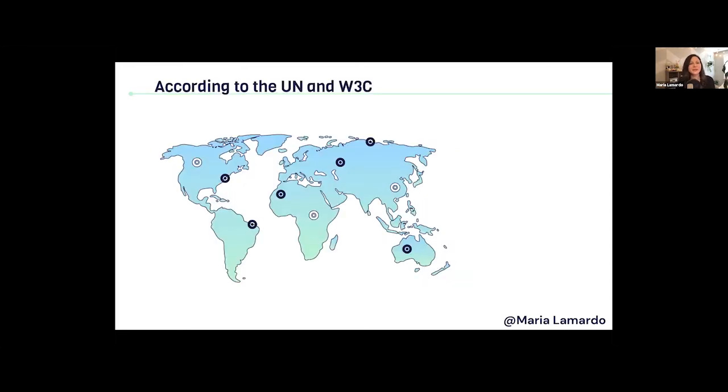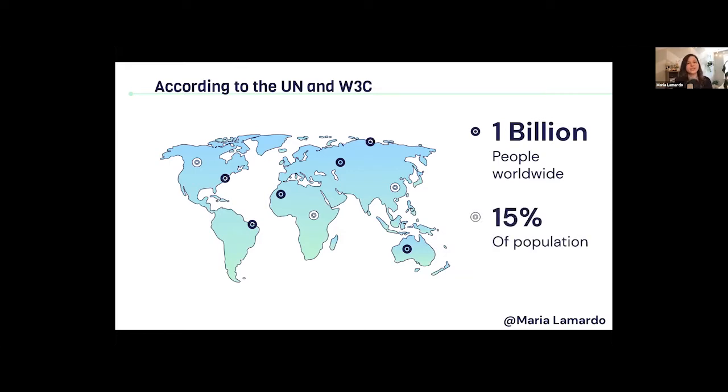But first, let's talk a little bit about population. It's estimated that around 1 billion people live with disabilities worldwide, and that's an estimated 15% of the world's population, making them the world's largest minority. This also makes up over $6 trillion in spending power for people with disabilities in the global market.